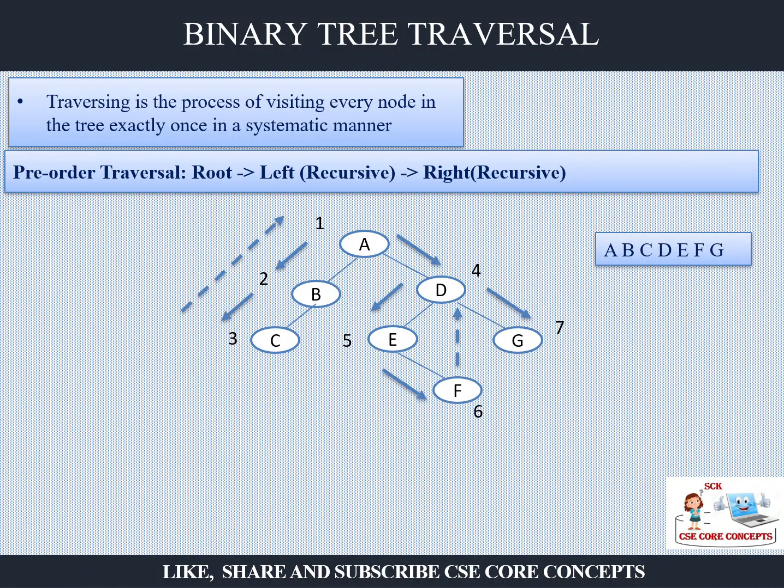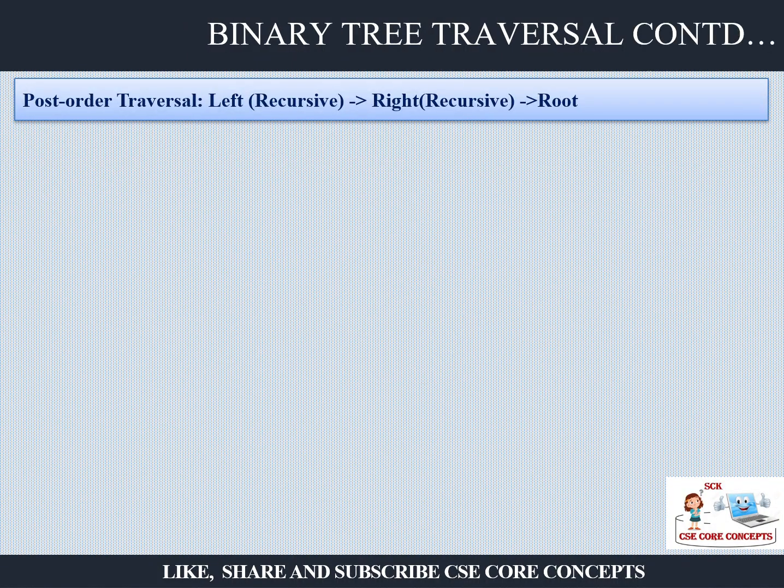So here, if I want to traverse this tree using a pre-order traversal, it goes as A, B, C, D, E, F and G. This is how we perform a pre-order traversal.